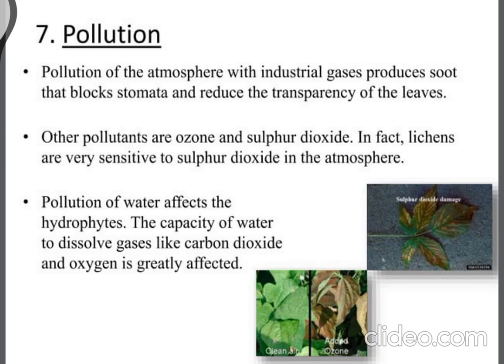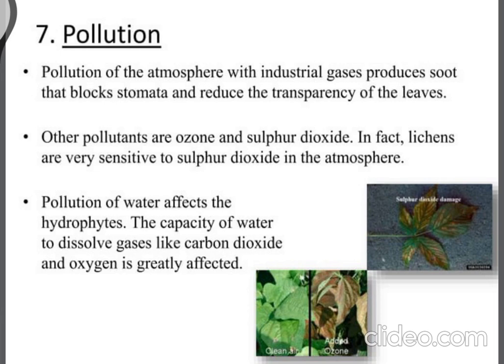Other pollutants are ozone and sulfur dioxide. In fact, lichens are very sensitive to dioxides in the atmosphere. Pollution of water affects the hydrophytes.